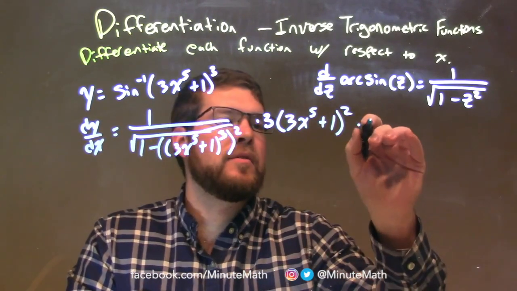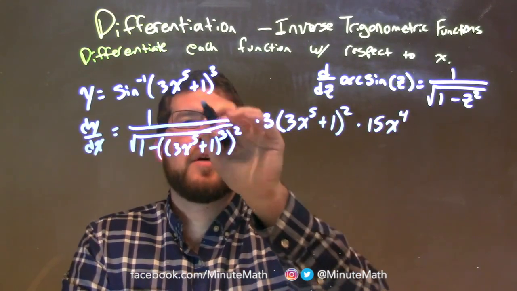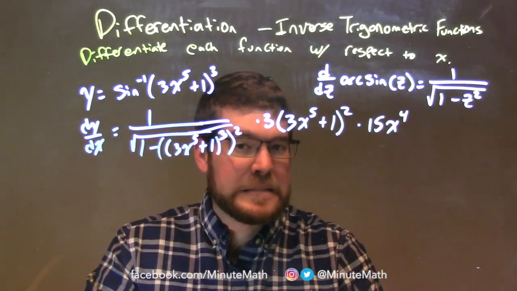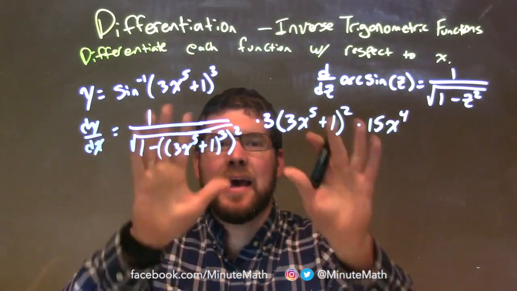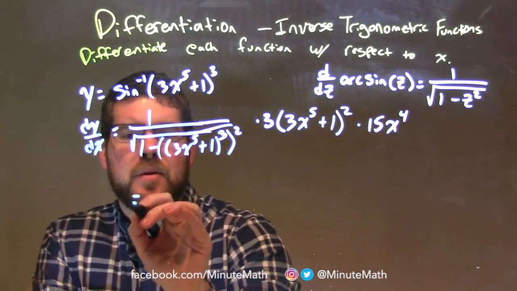5 times 3 is 15. So we have 15x to the fourth power there. And there's nothing with the 1 because the derivative of 1 is 0. Okay? So now we've taken the derivative. Let's just do some simplification. Nothing too fancy here.